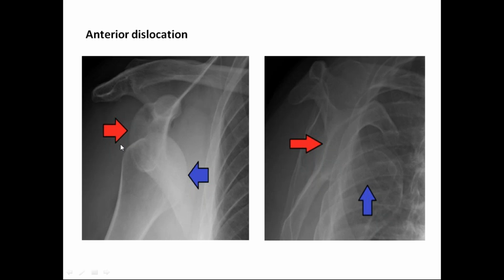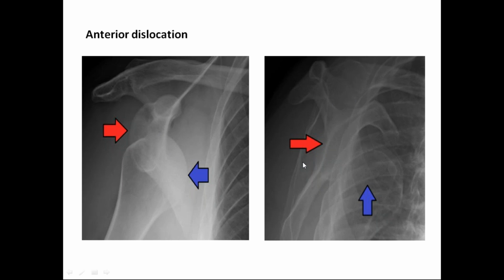And this is an image of anterior shoulder dislocation. First one is AP view. Second one is scapular Y view. In this AP view, we can see the dislocated humerus articular surface below the coracoid process. The red mark indicates the glenoid cavity, whereas the blue marks indicate the humerus head.